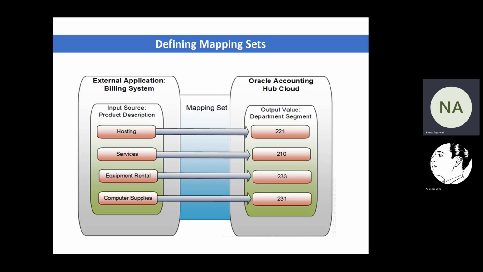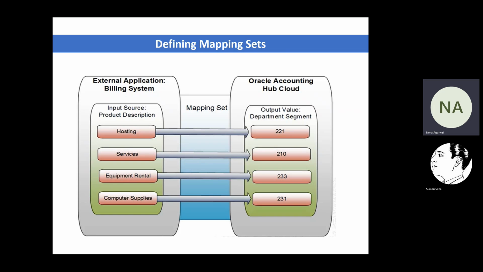Mapping sets provide an effective way to define a segment or account combination value for one or more transactions or reference attribute values. Using such input and output mapping is simpler than using complex conditions on account rules. Based on the value of your source input, a single segment or a full account is derived. For example, if you look in the slide, the product description from the source system is mapped with the department segment of our chart of account.